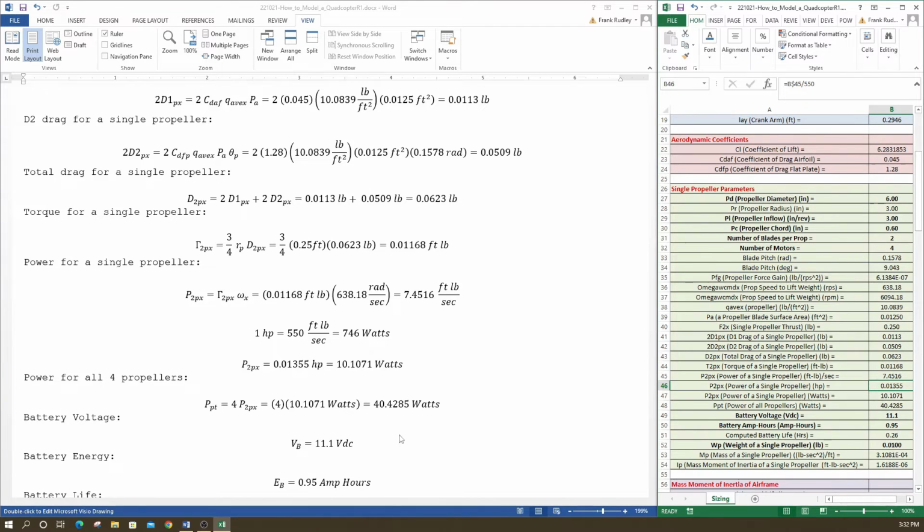So the power for all 4 propellers is 4 times that. So we get 40.4245 watts. That's quite a bit of power for a little thing like that.